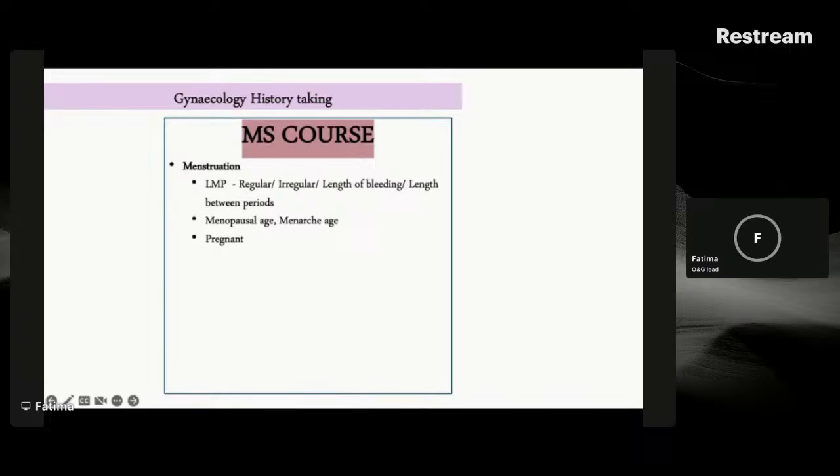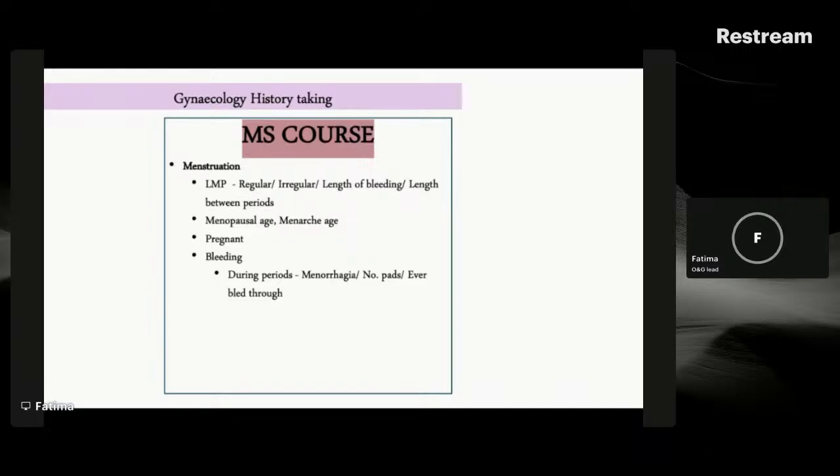Menopausal age. If they've reached menopause, what age did they reach menopause, and what age did they first get their first periods? So that's the menarche age. If they are pregnant, if there's a possibility that they could be pregnant, if there's any bleeding, if the bleeding happens, is it during periods? And if so, is there any menorrhagia?